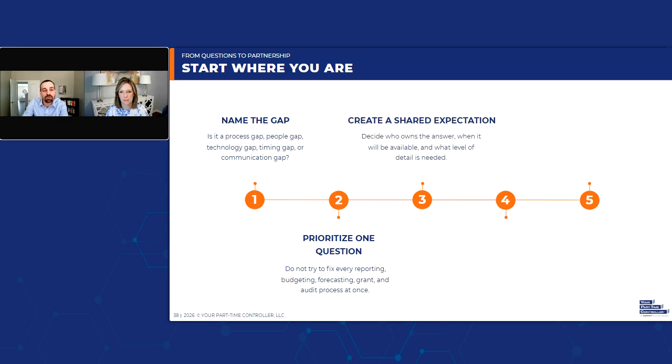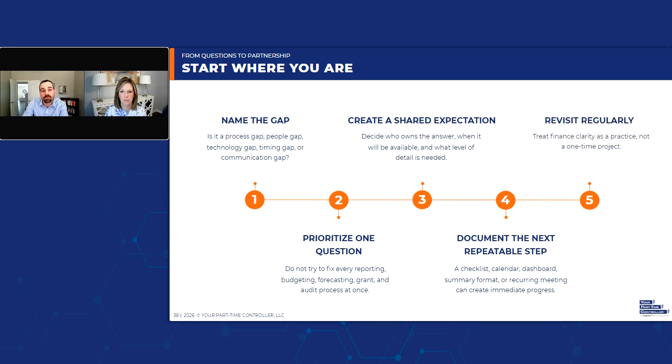Third, create a shared expectation. Decide who owns the answer, when it'll be available, and what level of detail is needed. Fourth, document the next repeatable step. Could be a checklist, a calendar, a dashboard, a summary, or even a recurring meeting that can create immediate progress.